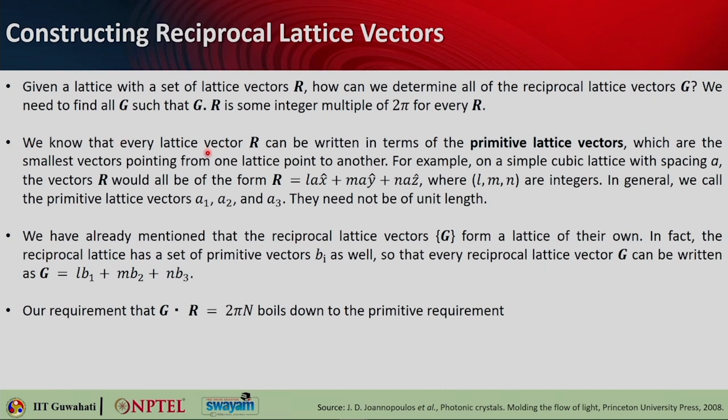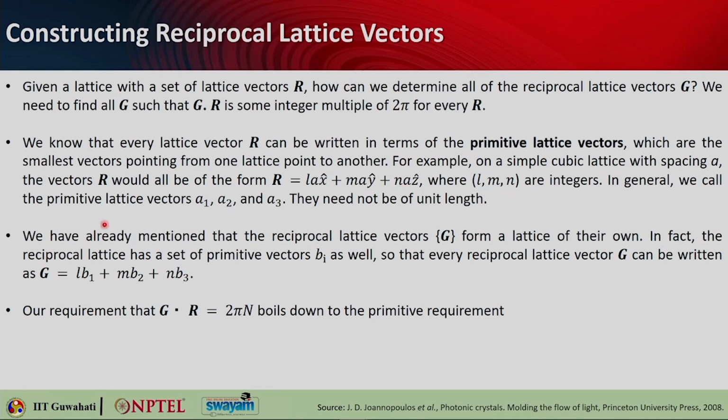We know that every lattice vector R can be written in terms of its primitive lattice vectors, which are nothing but the shortest vectors pointing from one lattice point to another lattice point. For example, if you take a simple cubic lattice with spacing small a, the vectors capital R can be written in the form L a x plus M a y plus N a z. As you can see, it is a cubic lattice, so all the distances are the same, a, and L, M, N are integers.